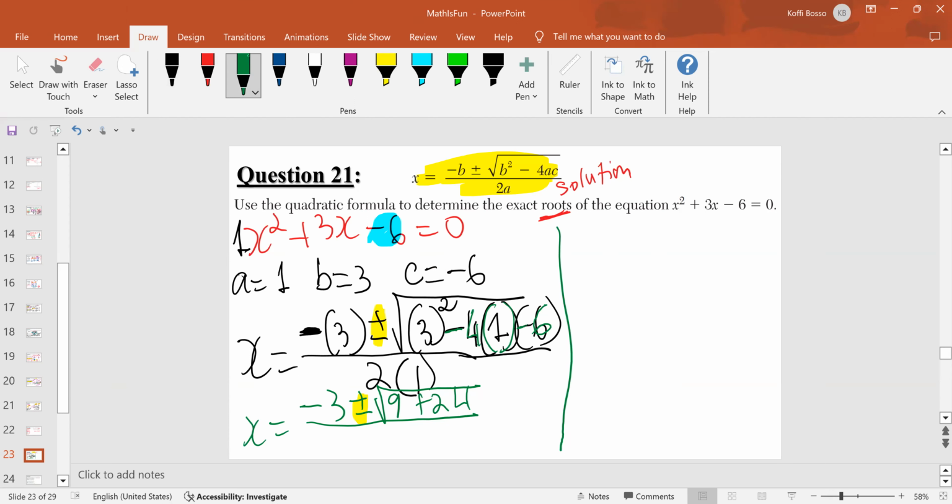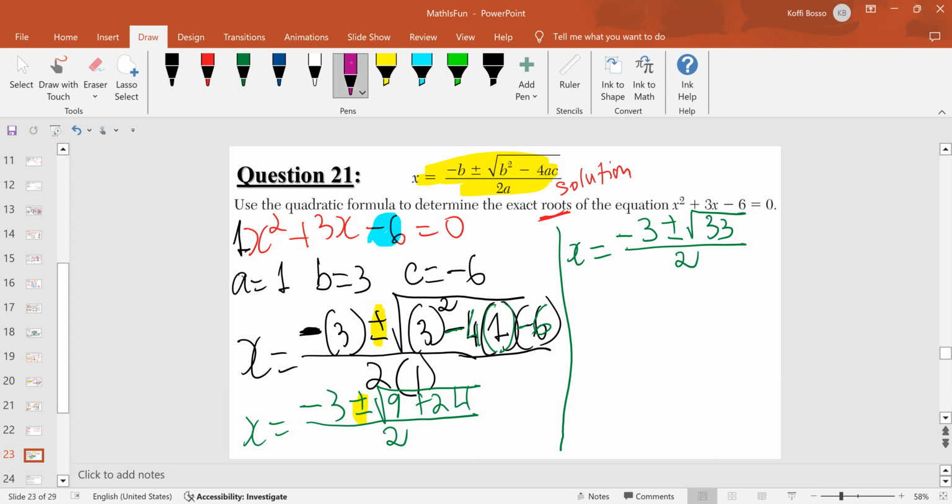I have two numbers to multiply. So the negative sign here multiplied with the other negative sign changes to positive. Divide by 2, 2 times 1. We continue. So this is the same as what? x is equal to negative 3 plus or minus the square root of, inside I have 9 plus 24, which is 33, divided by 2.